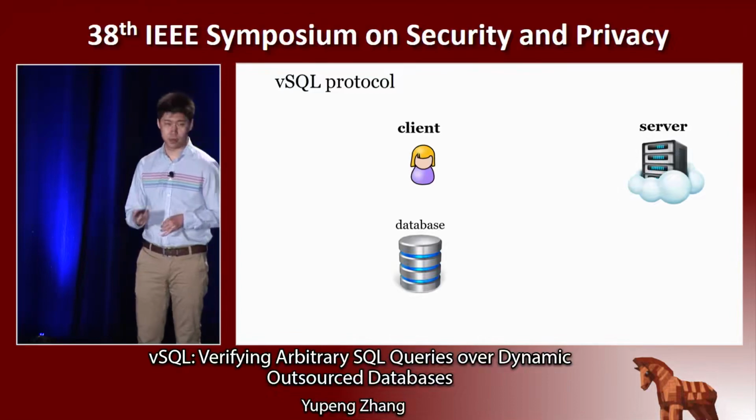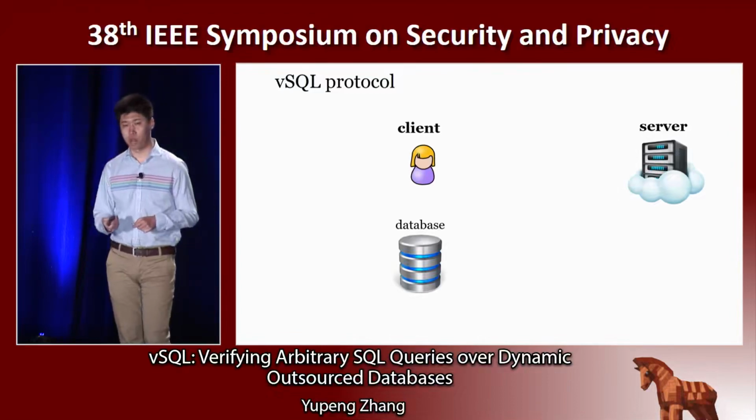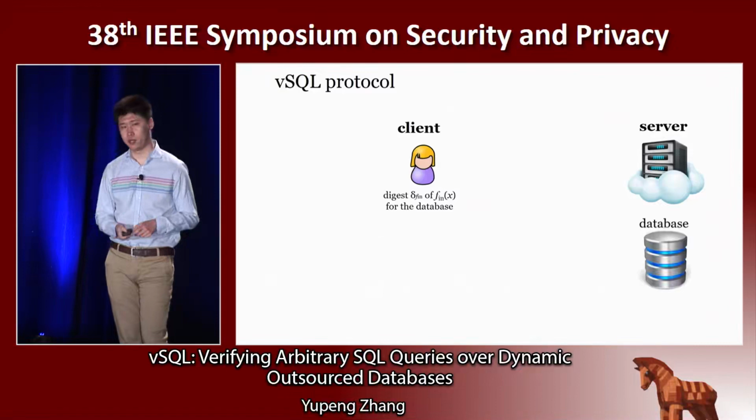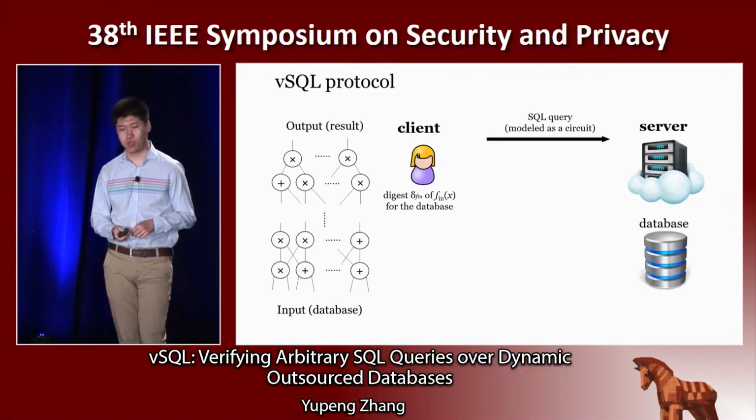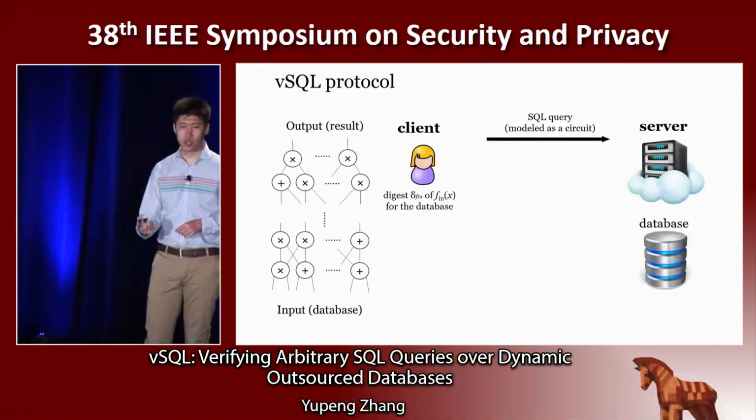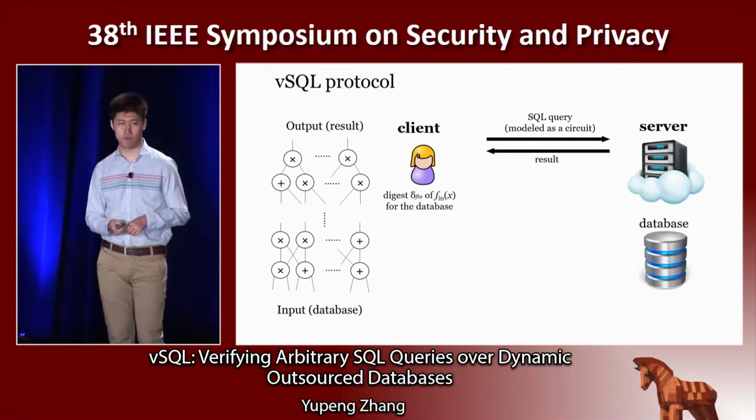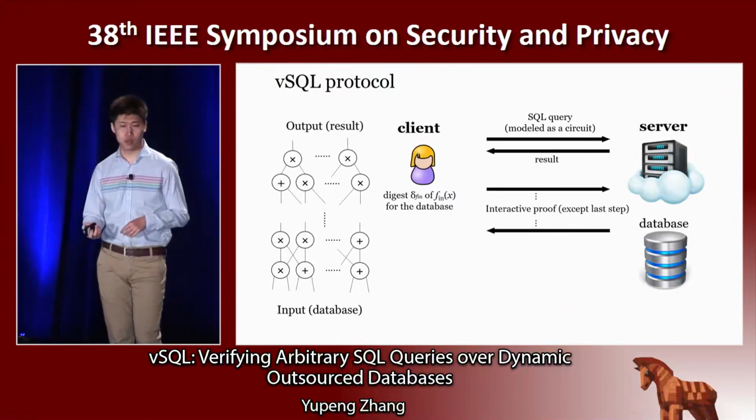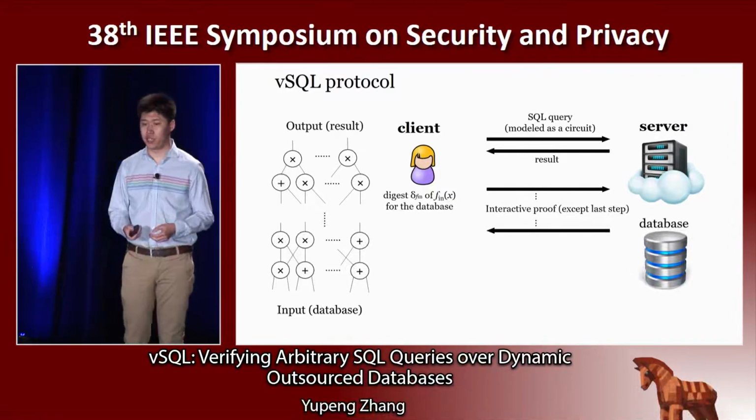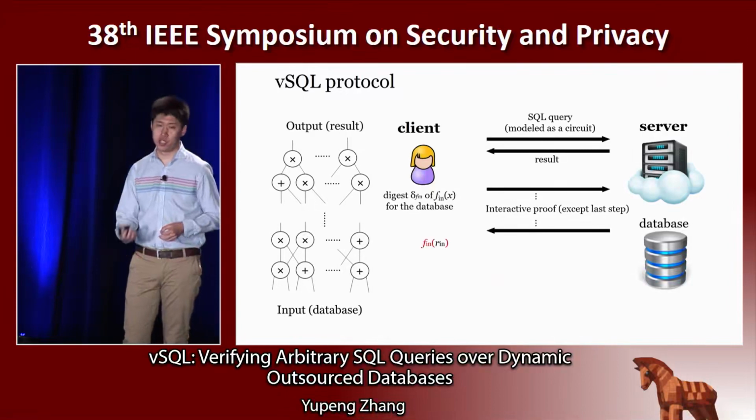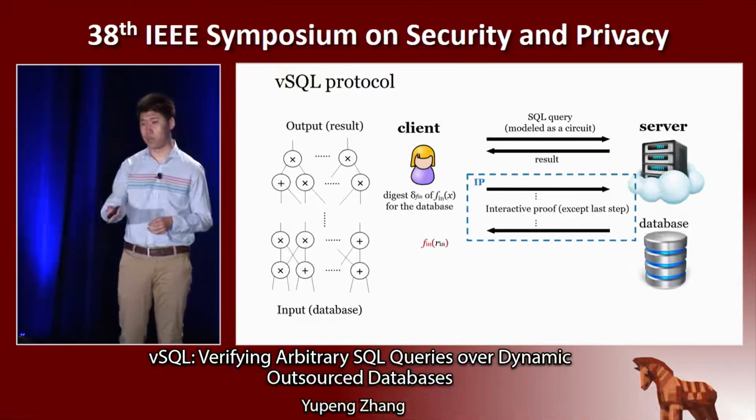The client has a database. It defines a polynomial f in x, and the client will first use our VPD protocol to compute a digest and delegates the database. When issuing a SQL query that is modeled as a circuit, the server returns a claimed result. With this result, the client and server can initiate an interactive proof. And at the end of this, the client receives the claimed value for f in r in. This is the IP part.